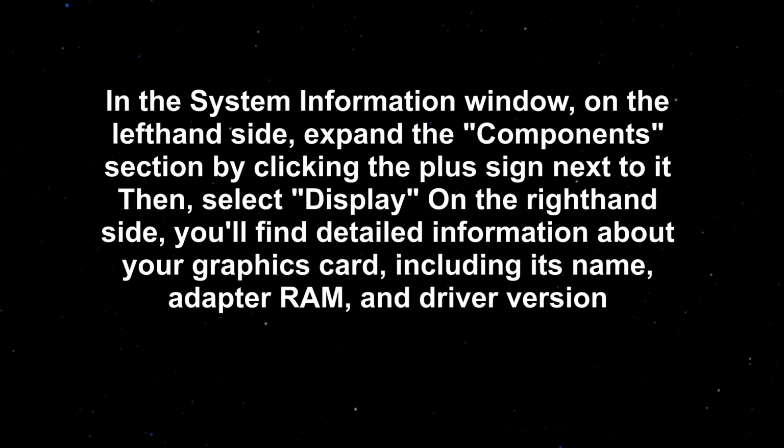In the System Information window, on the left-hand side, expand the Component section by clicking the plus sign next to it. Then, select Display on the right-hand side. You'll find detailed information about your graphics card, including its name, adapter RAM, and driver version.